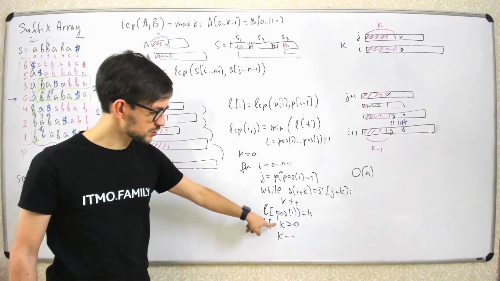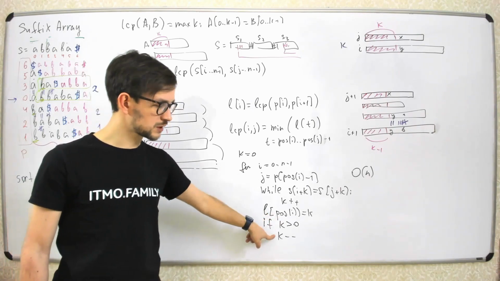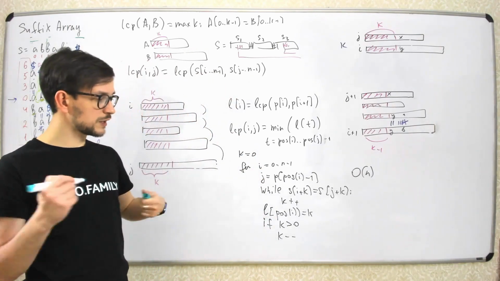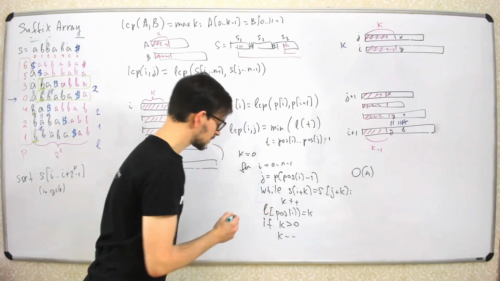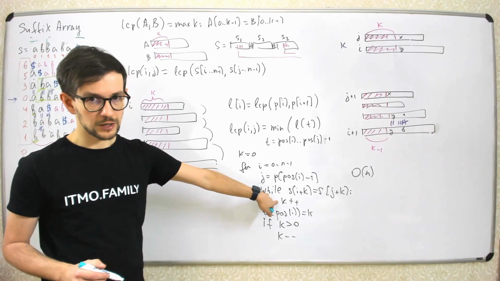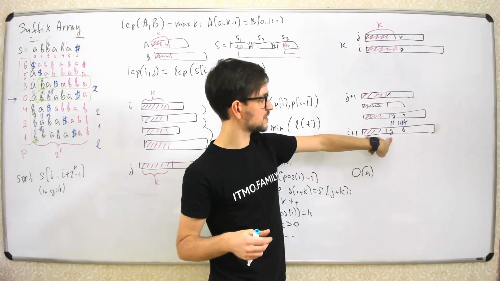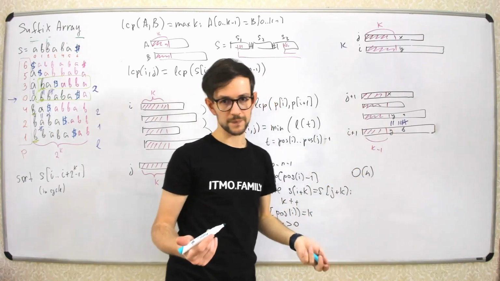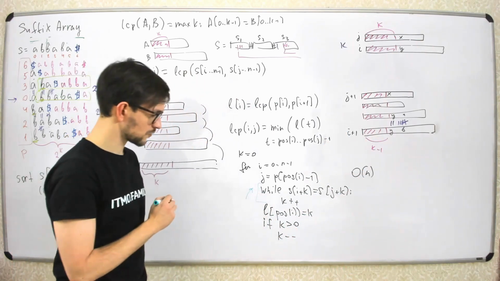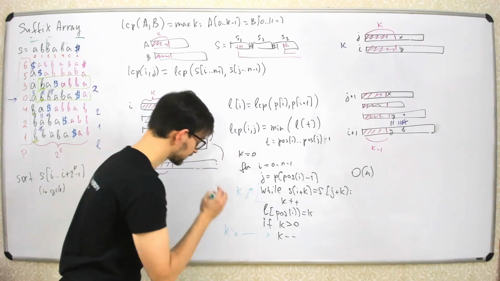When I move to the next stage, I just decrease this k by 1, because if I know there are k equal characters, then on the next stage there must be at least k minus 1 equal characters. So why is the complexity linear? The only thing that is not linear is this while loop, so everything else is linear. In this while loop, we increase the value of k, so we find more equal characters. So we increase the number of equal characters we already know. Here we decrease the value of k.